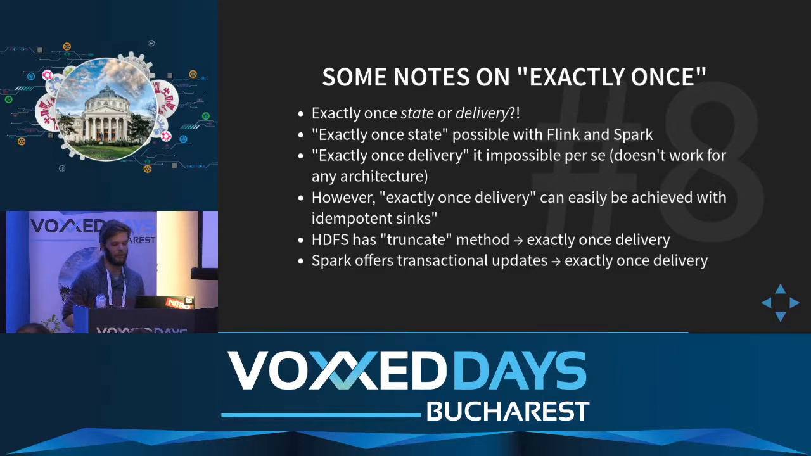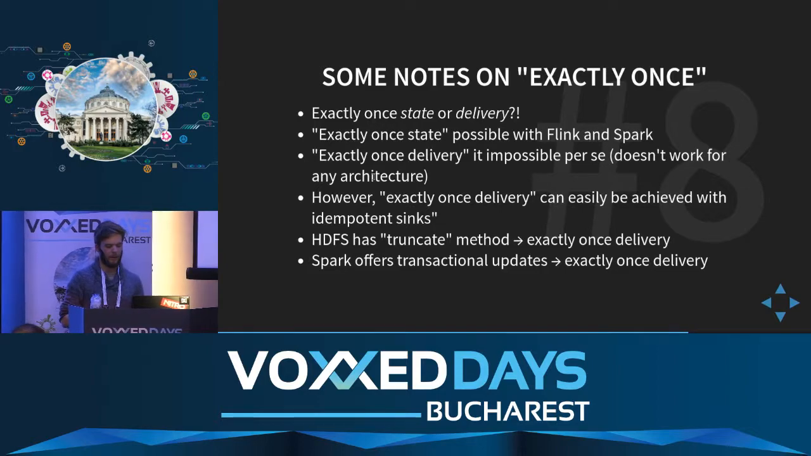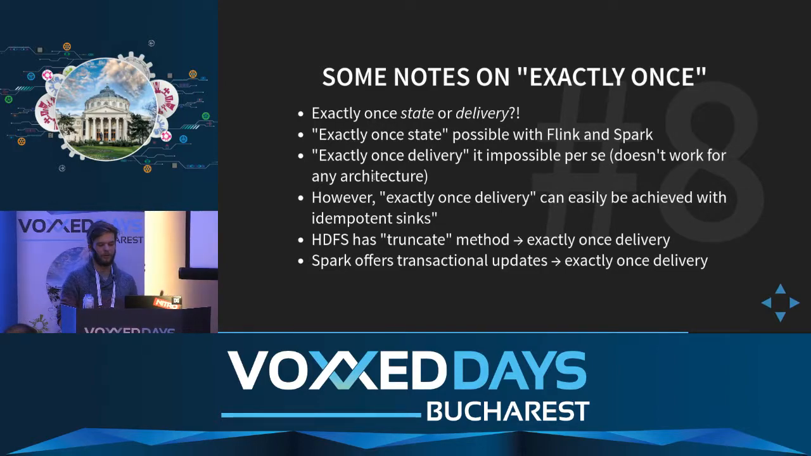So you can achieve exactly once delivery if you have idempotent sinks where the stuff just gets overridden. And HDFS, for example, the file system has a truncate method, so this can also have exactly once delivery. Truncate method meaning Flink then already tells HDFS, hey, I've written out too much. It's kind of a complicated thing, but then HDFS truncates the data, and then we do have exactly once delivery. And Spark also has transactional updates into some sinks, so you can also get the exactly once delivery there.